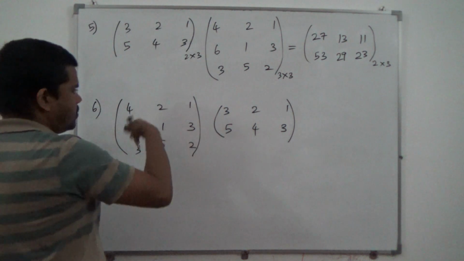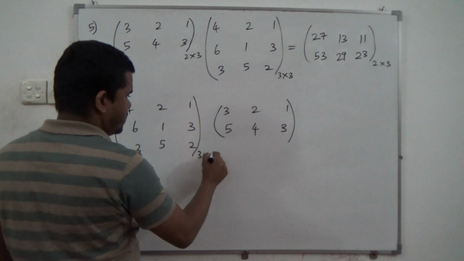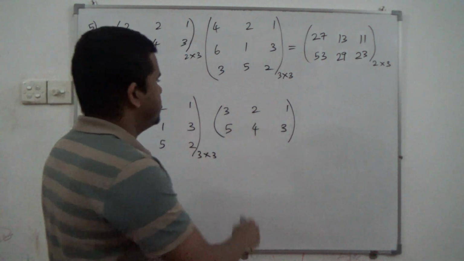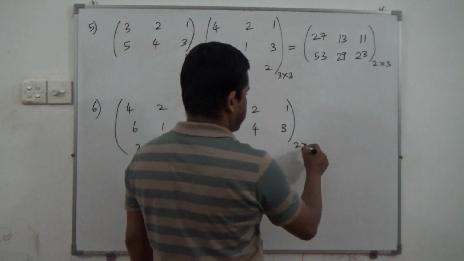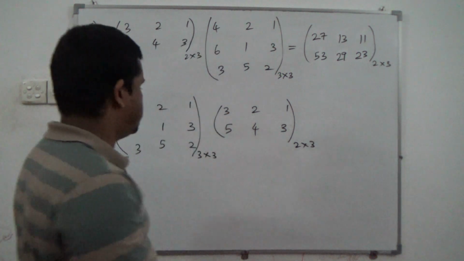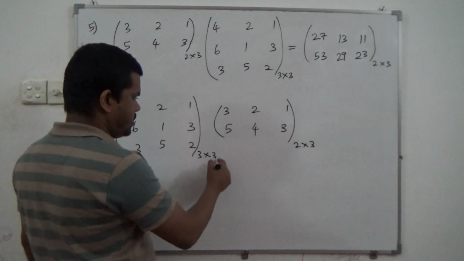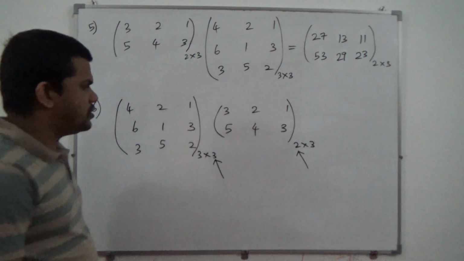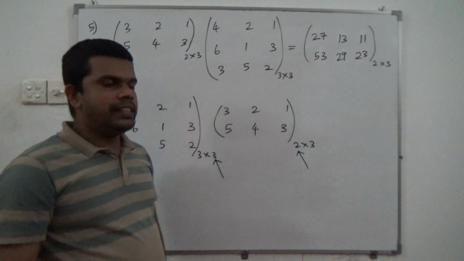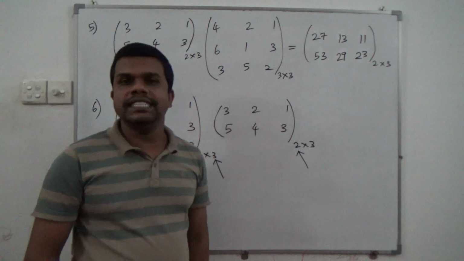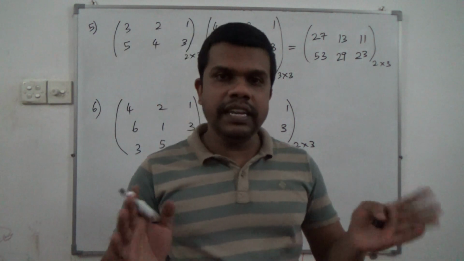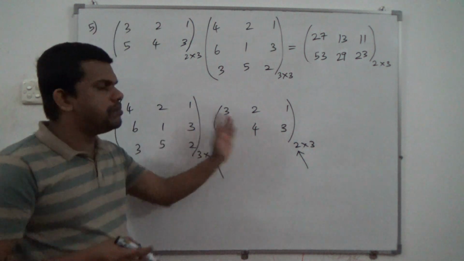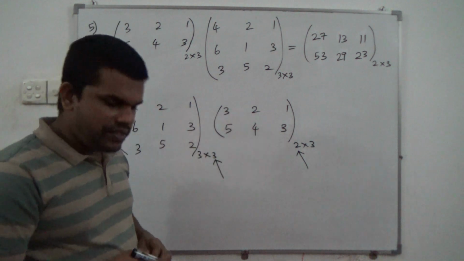Now here we have 3 rows and 3 columns. Here we have 2 rows and 3 columns. Now we have to check whether these two numbers are equal. These two numbers are not equal. Therefore, multiplication is not defined. In other words, we cannot multiply these two matrices.